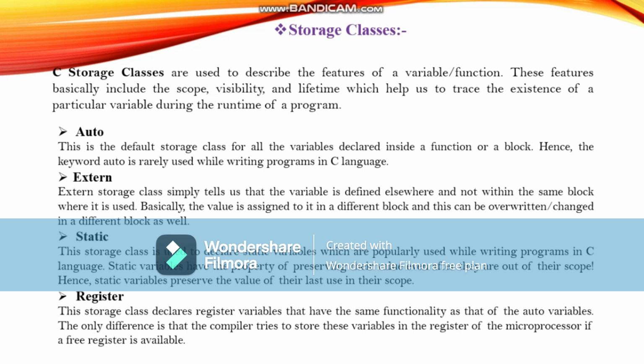The extern storage class simply tells us that a variable is defined elsewhere and not within the same block where it is used. Basically, the value is assigned in a different block, and this can be changed in different blocks as well.